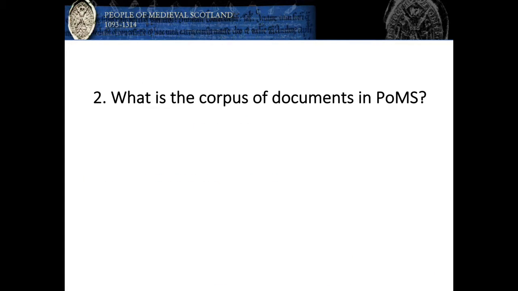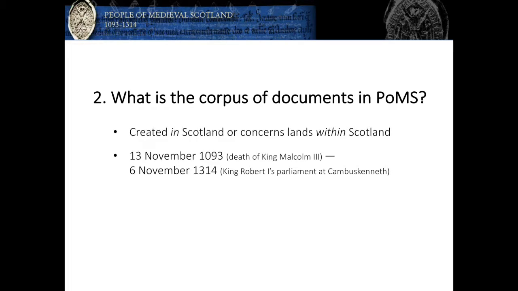The corpus of documents in PoMS includes any document which was created in Scotland or concerning lands within Scotland, and dates from the period between the death of King Malcolm III on the 13th of November 1093 and King Robert I's Parliament at Cambus Kenneth on the 6th of November 1314.